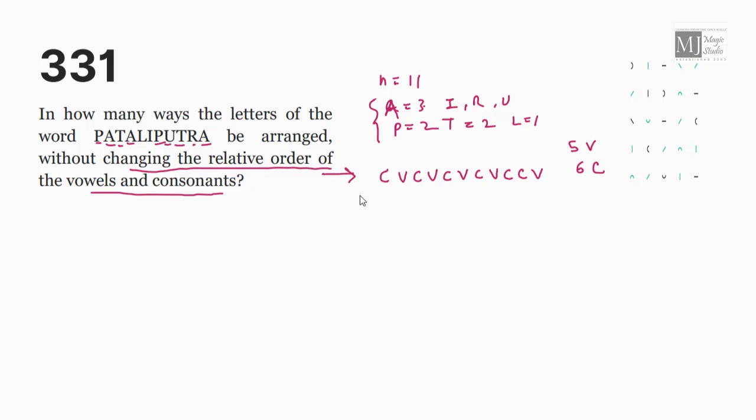It simply means that these 6 consonants will occupy only these 6 places in 6P6 ways, and these 5 vowels will occupy these 5 places only in 5P5 ways. But since a few items are alike, we need to divide our answer by factorial 3 for the 3 A's, by factorial 2 for 2 P's, and by factorial 2 for 2 T's. This is known as discounting in counting, when we have alike items.